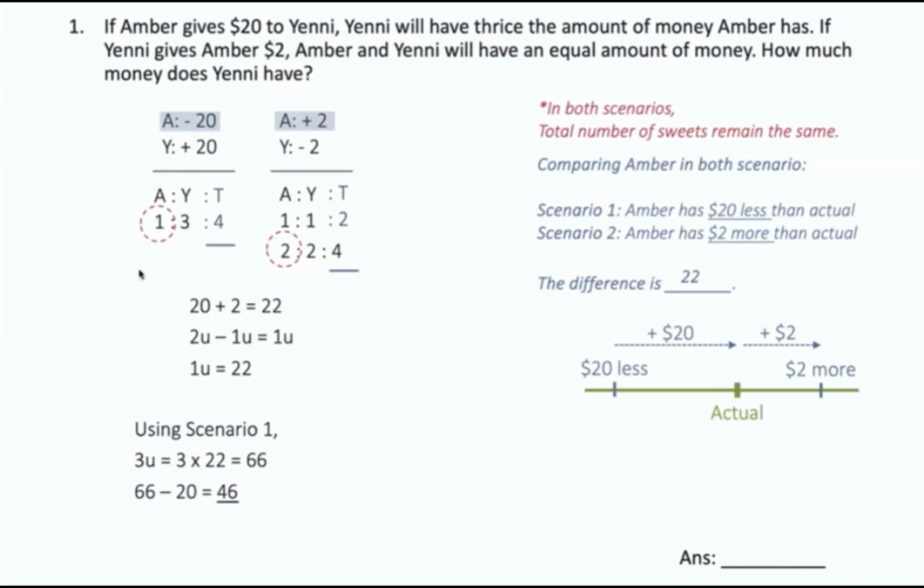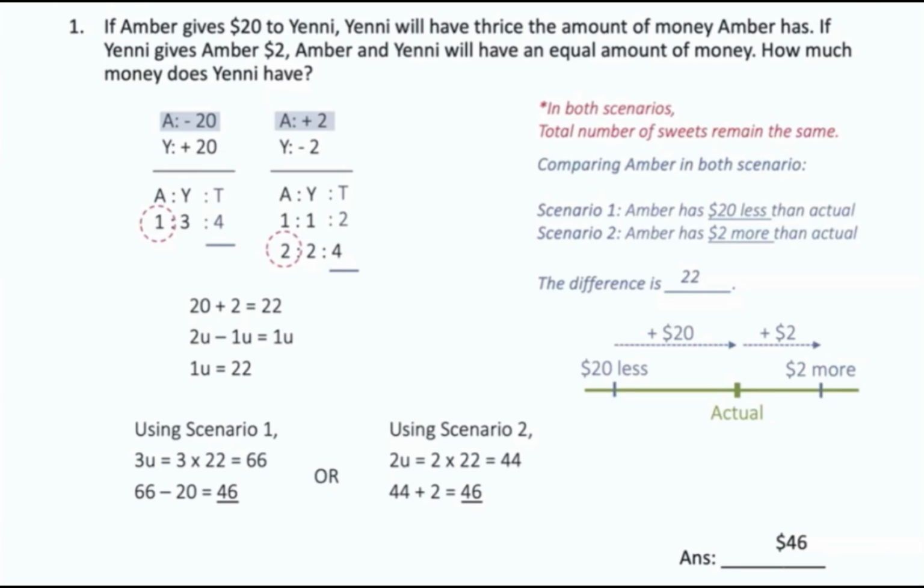However, if we were to use scenario 2 to find Yenny, which is these 2 units, then you'll have 2 times 22, 44. Okay, but do take note, in this scenario, Yenny gave $2 away to Amber, but she actually didn't. So you add back the $2, and that's how you get 46. The answer is the same for both scenarios. Okay.